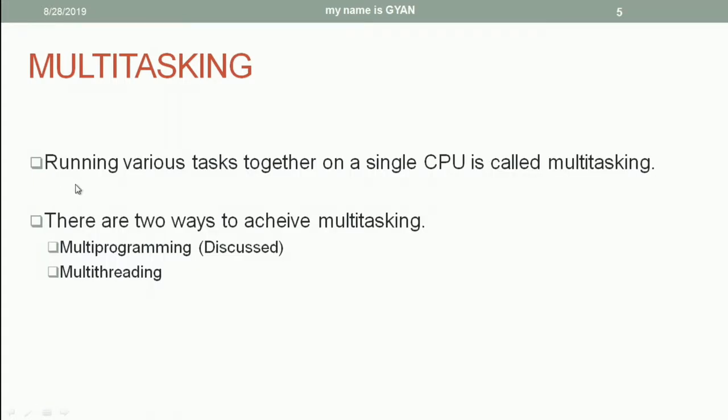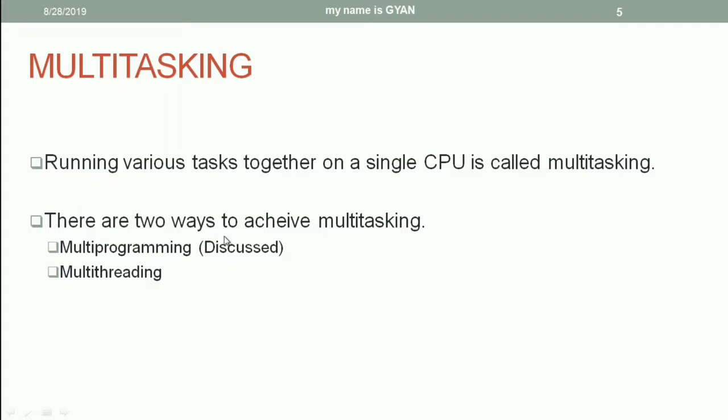After that, we have the concept of multithreading. Running various tasks together on a single CPU is called multitasking. And there are two ways to achieve multitasking. The first one is multiprogramming, as discussed in the previous video. And the second one is multithreading.